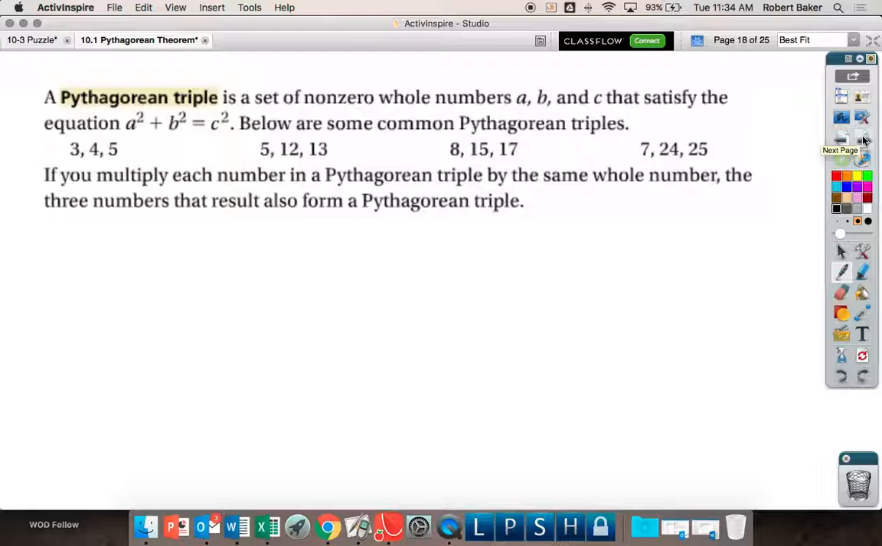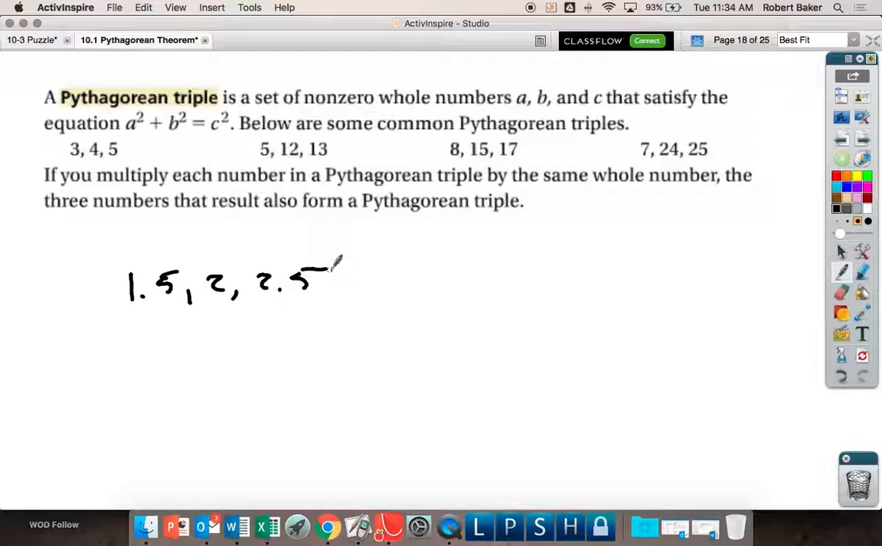Pythagorean triples. It would be really wise to memorize these 4. That's why they're on your paper. Yes, they'll be disguised all over your test. Is this a Pythagorean triple? No. Is what I just wrote a Pythagorean triple? The answer is no, it's not, but it is a derivative of a Pythagorean triple.